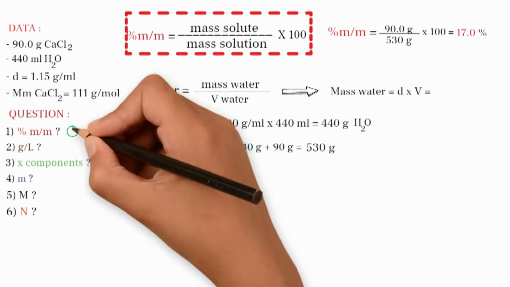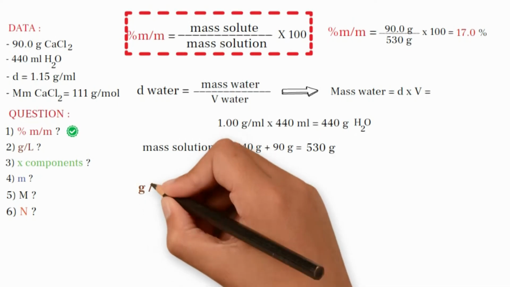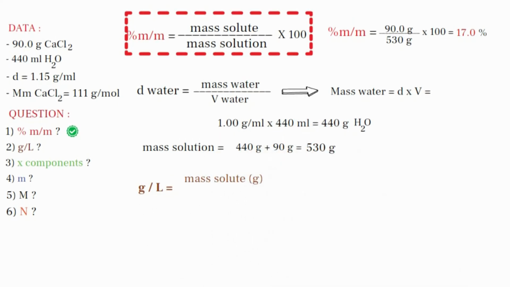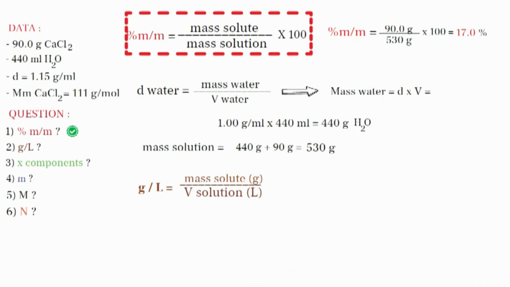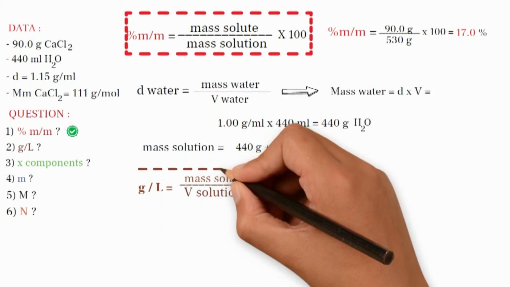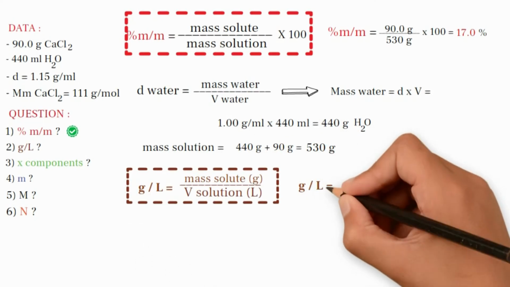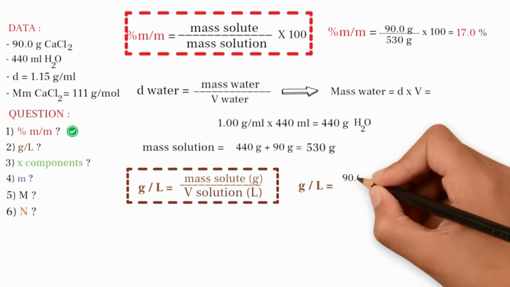So we gain the answer to this first question. We can move on to the second question. So what is the gram over liter? Gram over liter is the mass of solute divided by the volume of solution in liters. This is our definition. And so what we have, the mass of solute, we have it. It's 90 grams. Let's write it.